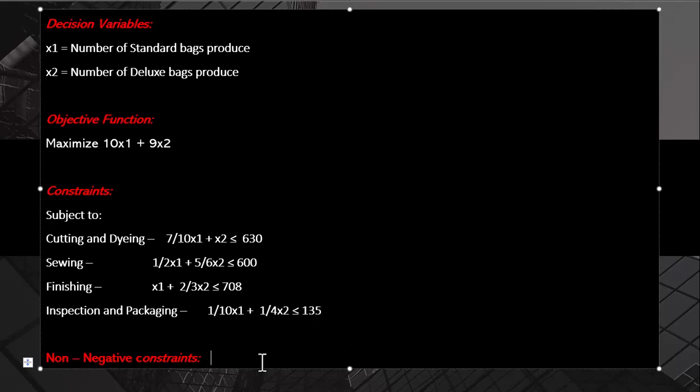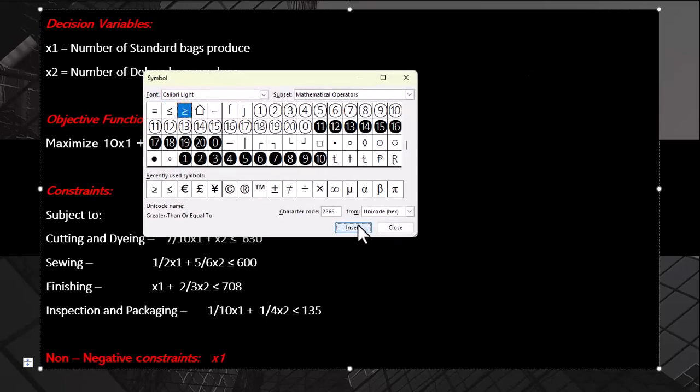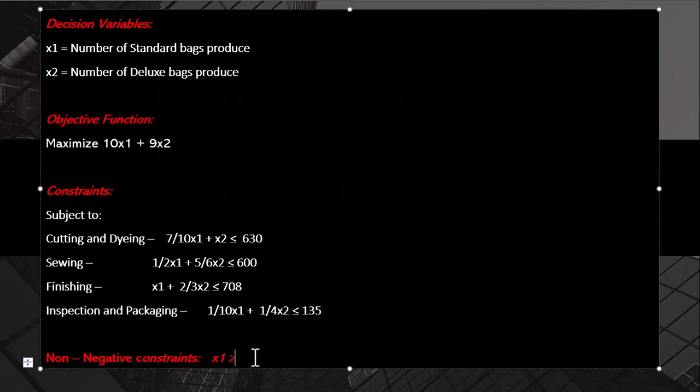And at last, we shouldn't forget the non-negative constraints, which are x1 and x2, and they can never be less than 0. It means that we cannot have a negative answer because it's a profit maximizing problem. So x1 and x2 can never be negative. All right. So here it is. Now we will move forward to Excel.